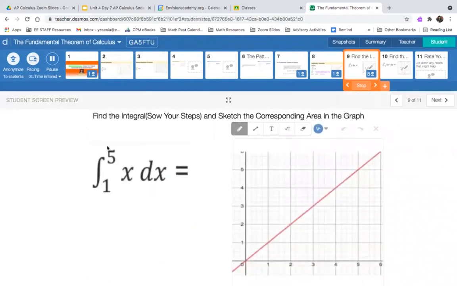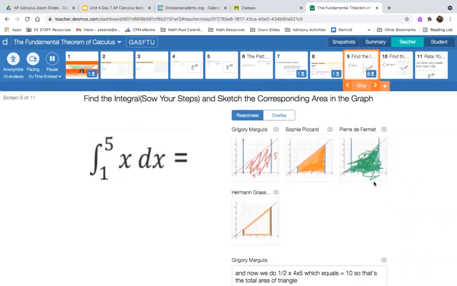So first off, you're asked to find the integral. And I asked, show your steps. So I meant show your steps. And then I wanted you to sketch what the corresponding area would look like in your graph. Now let's take a look at what some of you had done. And 1, 2, 3, 4. 4 students had done this. So I'm going to give opportunity.